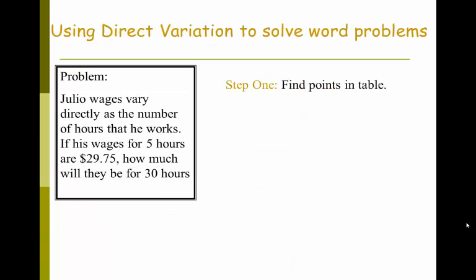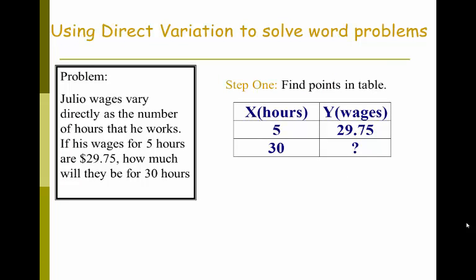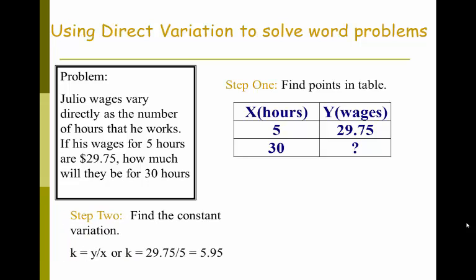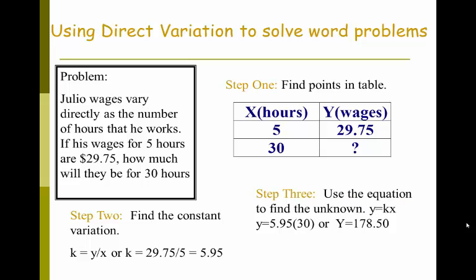Let's look at another situation. First thing we're going to do is find the points. We know that for 5 hours you make $29.75, and we want to know how much money you'd make for 30 hours. So again, we're going to find the constant by taking the 29.75 divided by 5, and we get that our k value is 5.95. We're then going to plug in what we know into our equation, y equals kx. So we do 5.95, which is our hourly rate, times the 30 hours, and we get that y would equal $178.50.